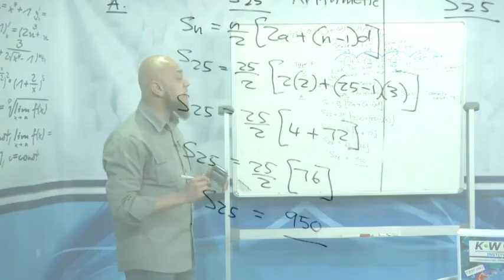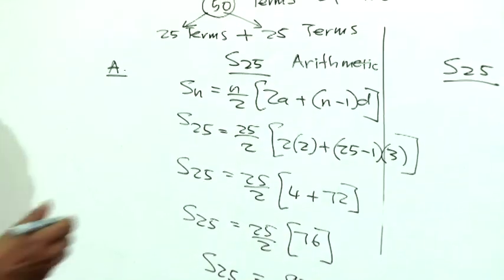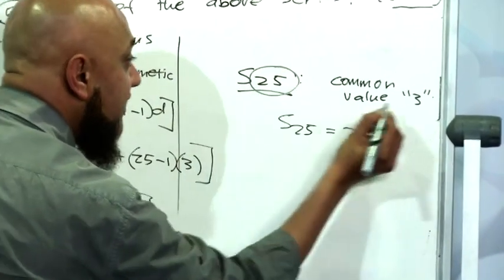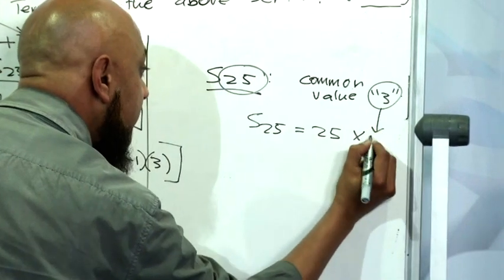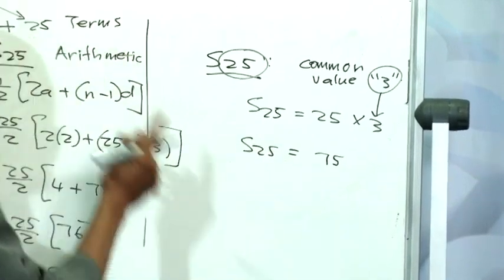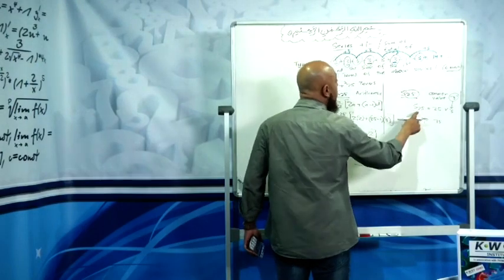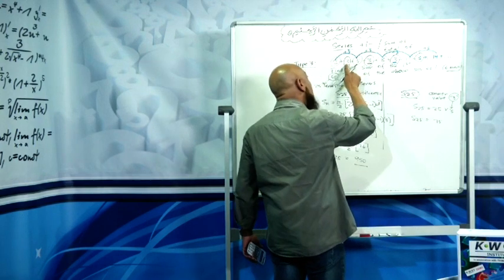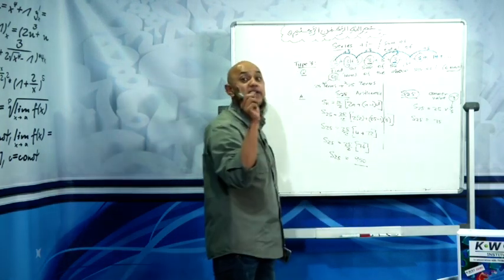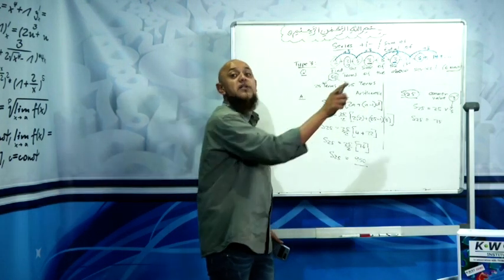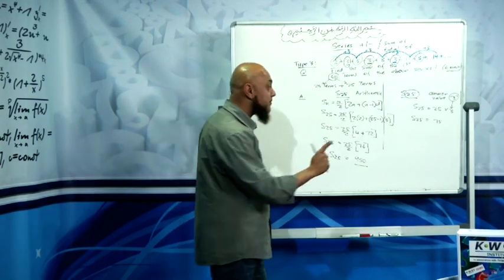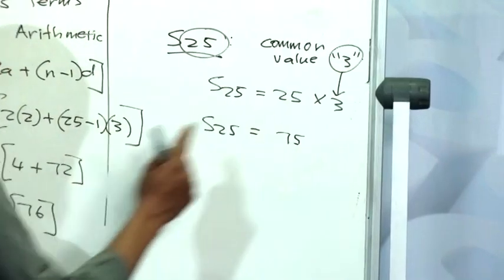We now go to S25 where it's got a common value of 3. So S25 in the second one is equal to 25, your number of terms, times 3. So 25 times 3 is 75. Now, this number could be anything. If this was 4, it would be 25 times 4. If this number was 8, it would be 25 times 8. In this case, it's also 3. So it's purely coincidental that your common difference and the common value of your second series are the same. So S25 is equal to 75.